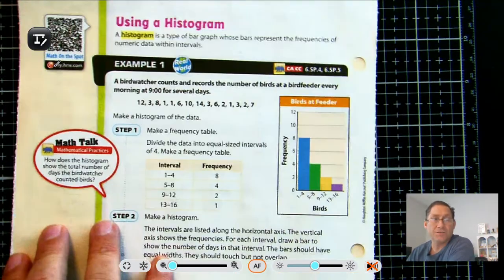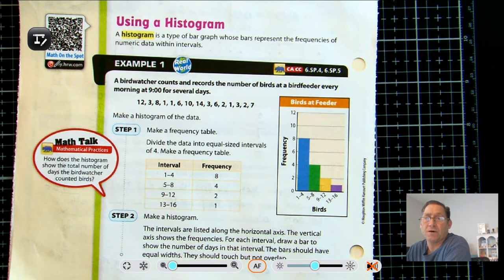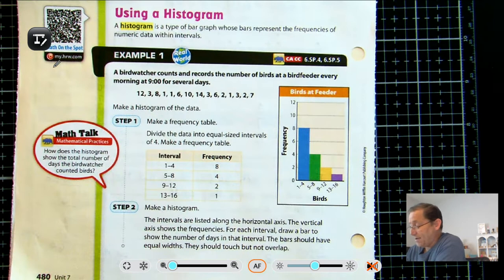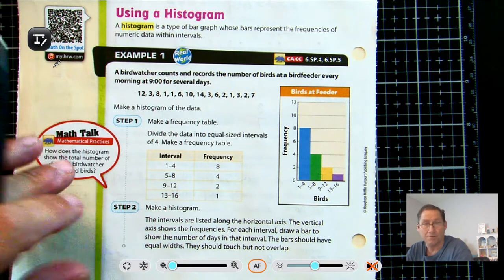All right, so now let's use a histogram. A histogram is a type of bar graph whose bars represent the frequencies of numeric data within intervals. So again, it's not individual values, it's data grouped together. For instance, a bird watcher counts and records the number of birds at a bird feeder every morning at 9 for several days. And 12, 3, 8, 1, 1, 6, 10, and so on, right?